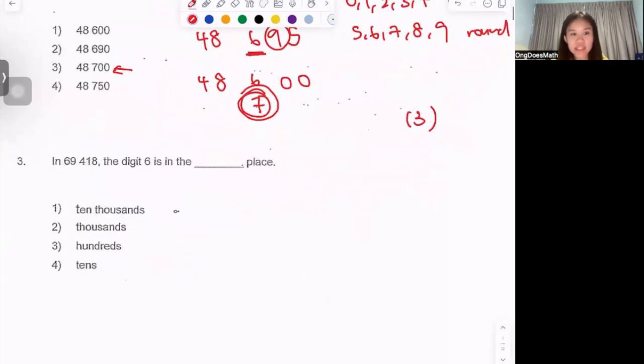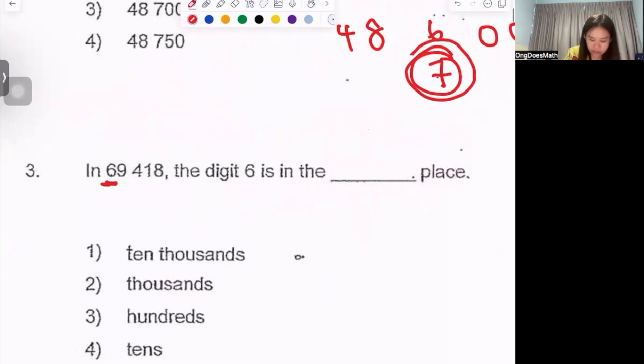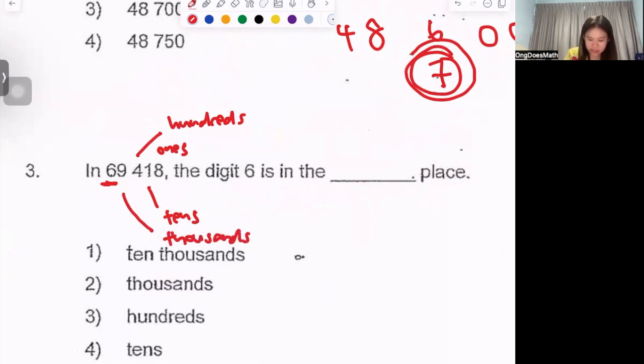Next, in 69418, the digit 6 is in the... so this is the digit 6. 8 is in the ones place. 1 is in the tens place. 4 is in the hundreds place. 9 is in the thousands place. Good. And this 6 is in the 10,000 place. That's why the answer is option 1.